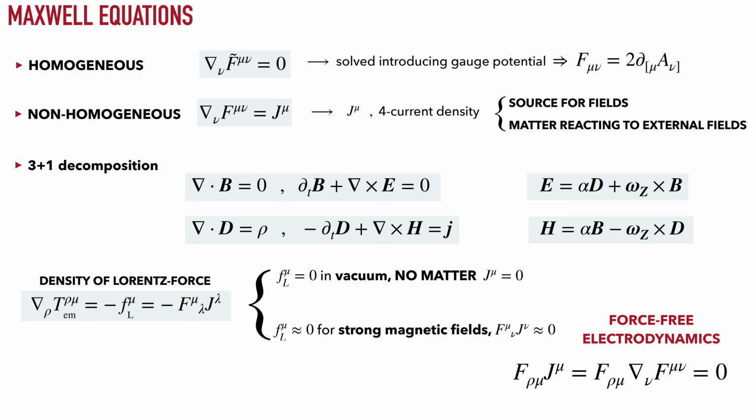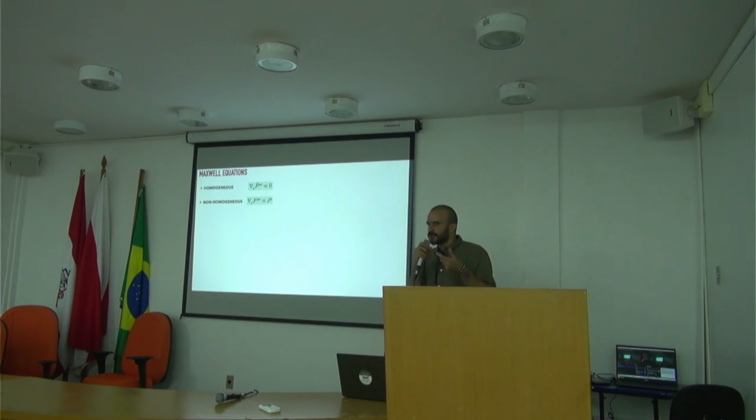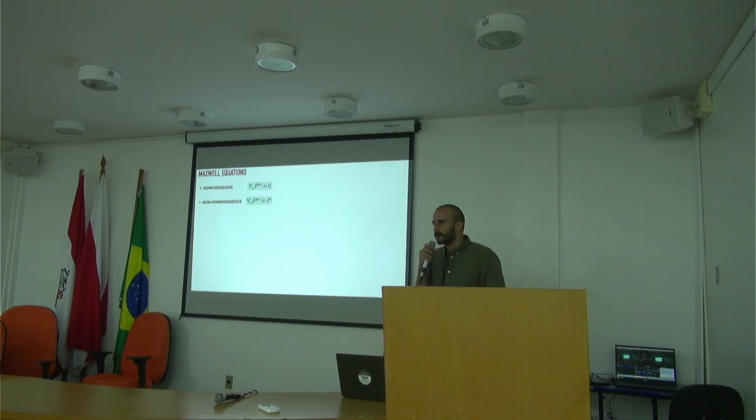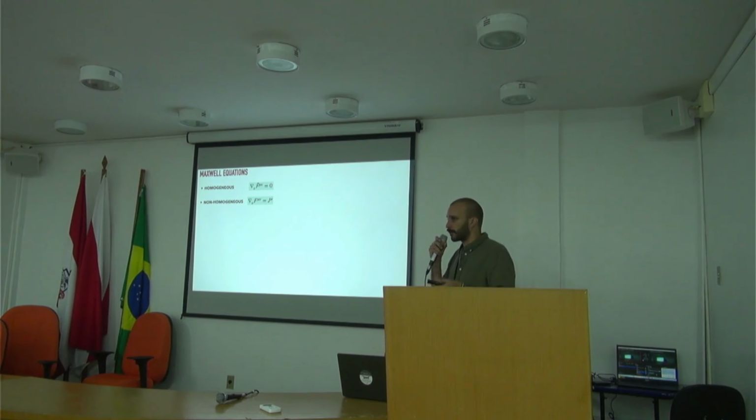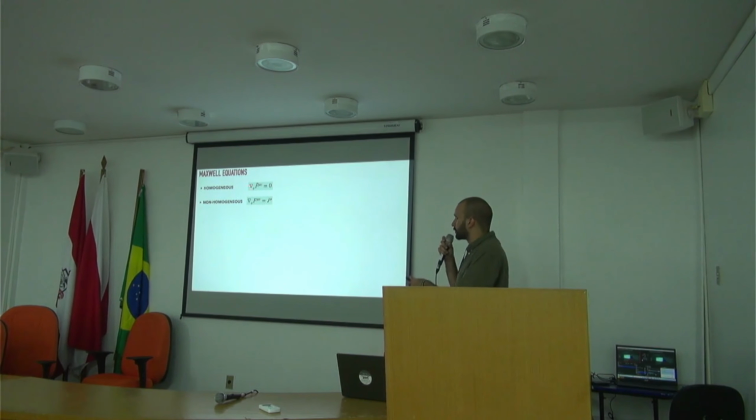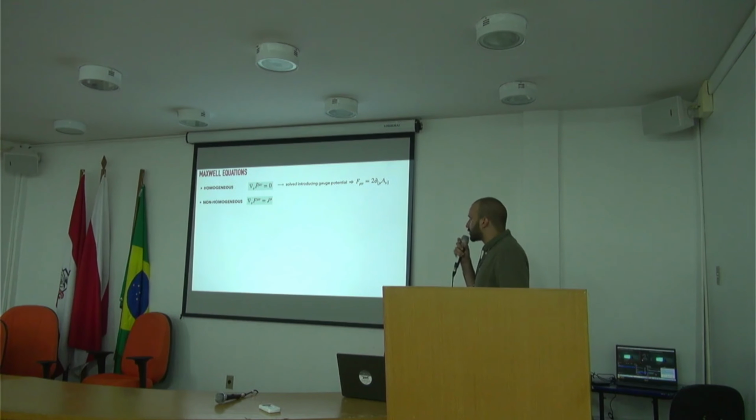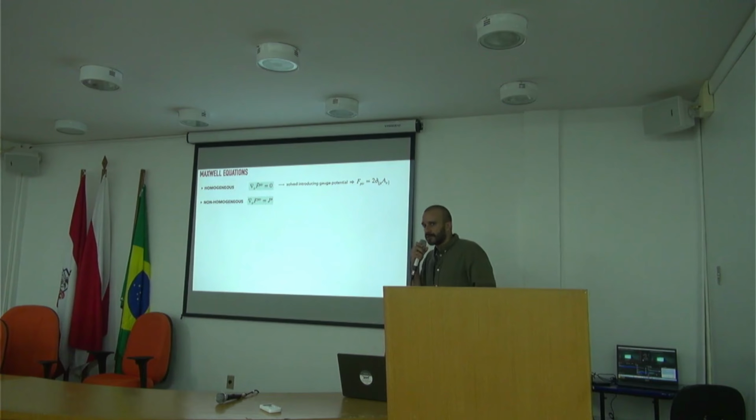Now, we have discussed the structures of the field. We still need to understand what their equations of motion are. Obviously, these are Maxwell's equations in curved spacetime. We can just substitute the derivatives with covariant derivatives. The first equation is automatically solved by introducing a certain gauge potential.